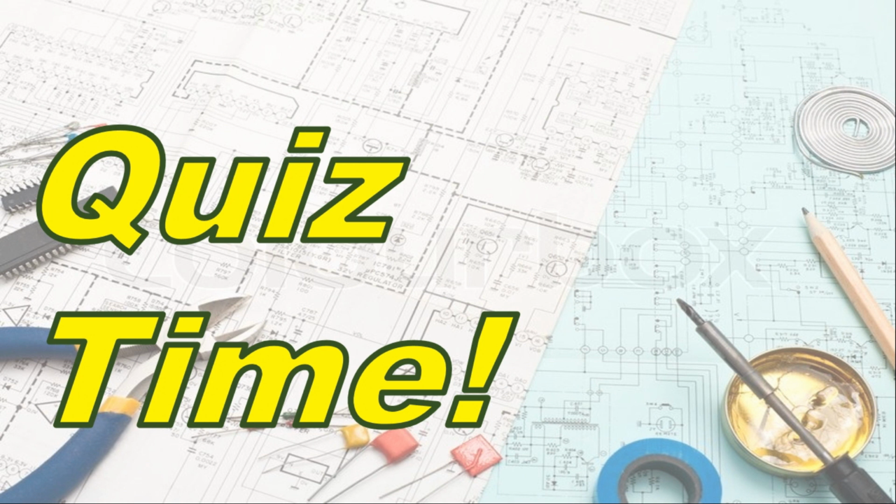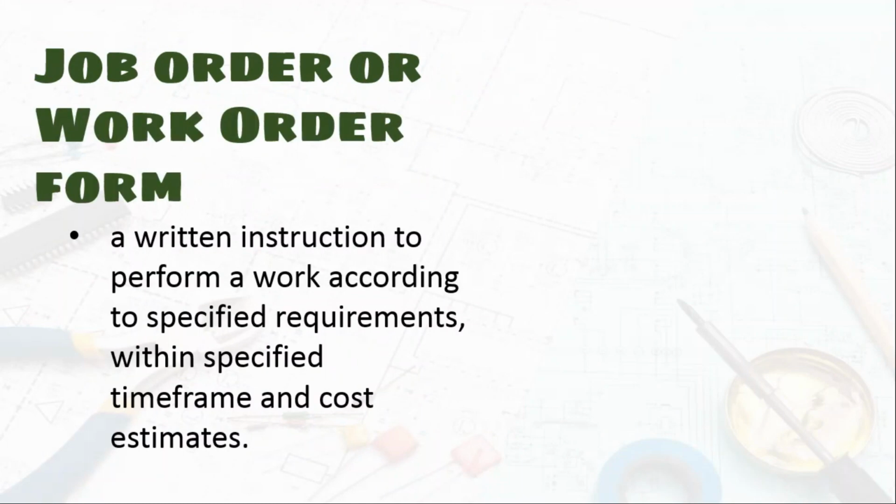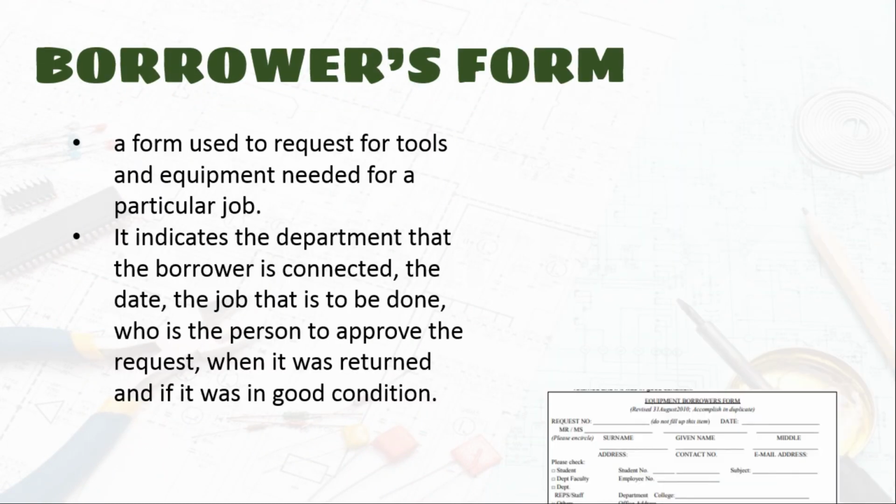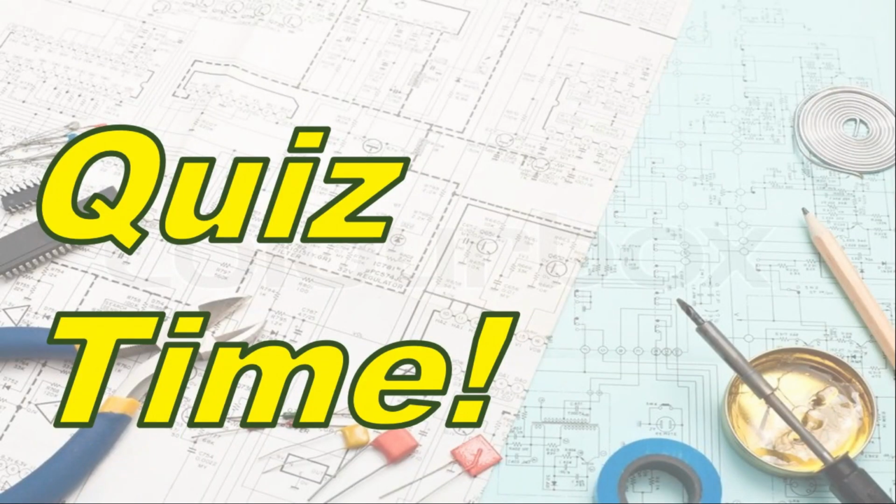Okay, so we have these 4 types of forms. Ano ulit yun? The requisition slip, the job order, the borrower's form, okay, so those are the forms na ating na-encounter. So ano ulit yun? The requisition form, the inventory, the job order form, and the borrower's form.